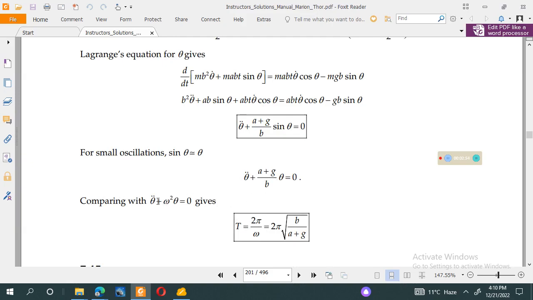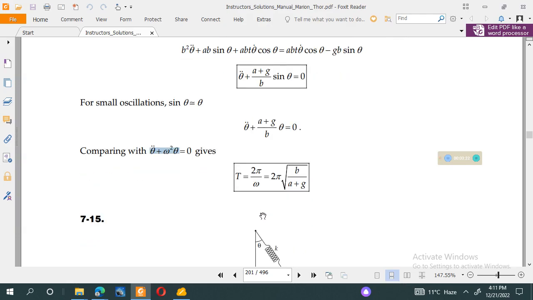And if we compare this with the standard equation, theta double dot plus omega square theta equal to 0, then comparing these two equations, it will give omega square equal to (a plus g) over b, and from that we can find the time period, equal to 2 pi over omega. Here we can find the time period as 2 pi, and omega is equal to the square root of (a plus g) over b, so it will give us the expression for the time period.